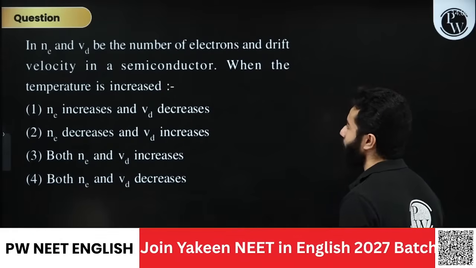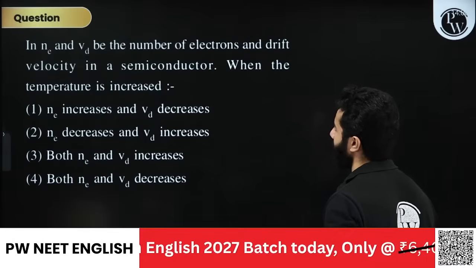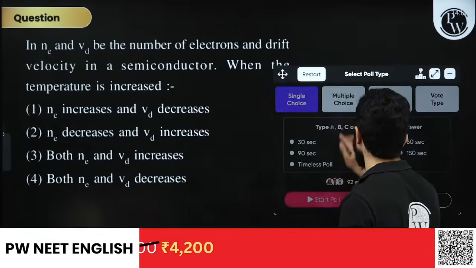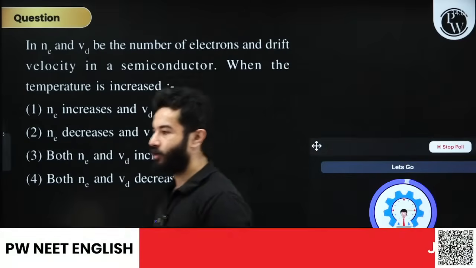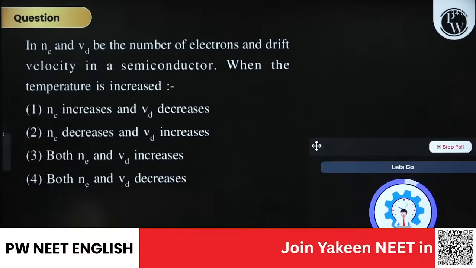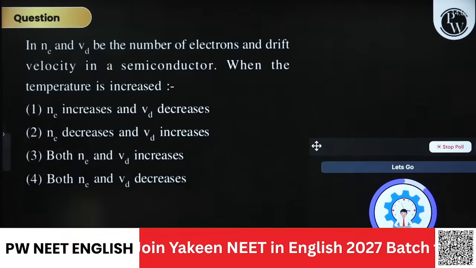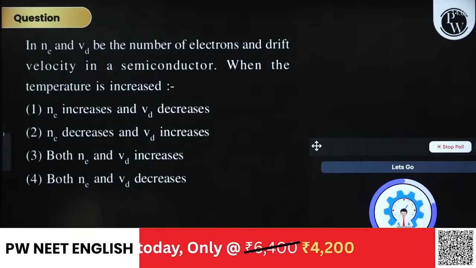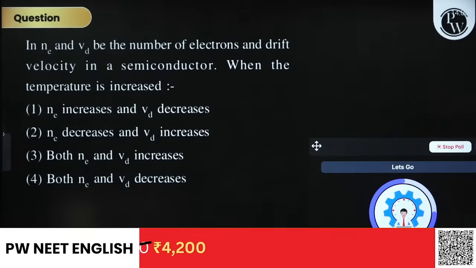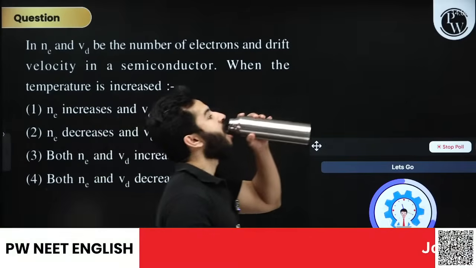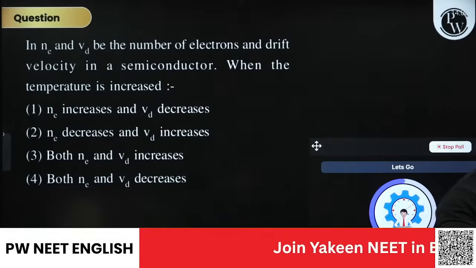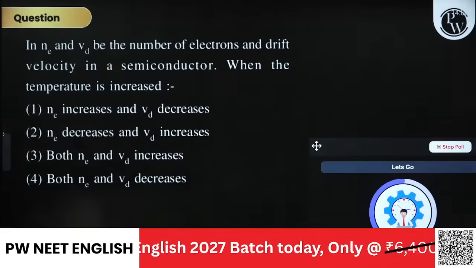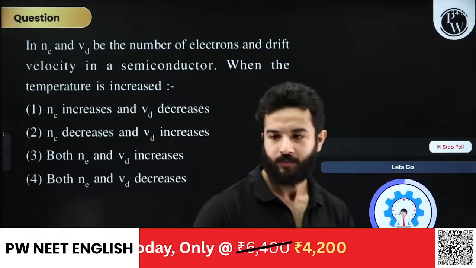If Ne and Vd are the number of electrons and drift velocity in a semiconductor when the temperature is increased, then what will happen? Nice problem. Please see, you must remember your notes. Friends, quick. Please quickly do this, everyone.